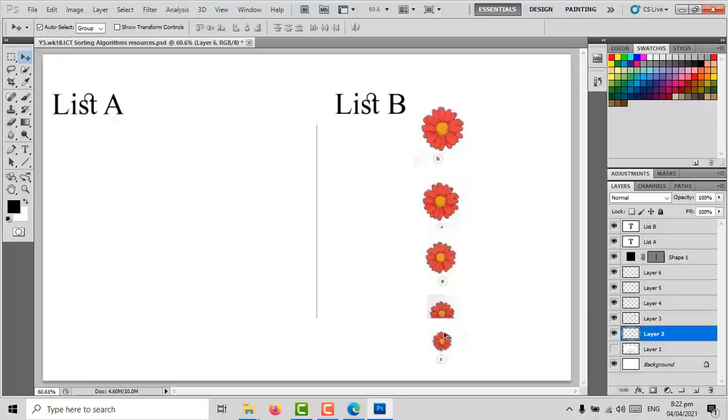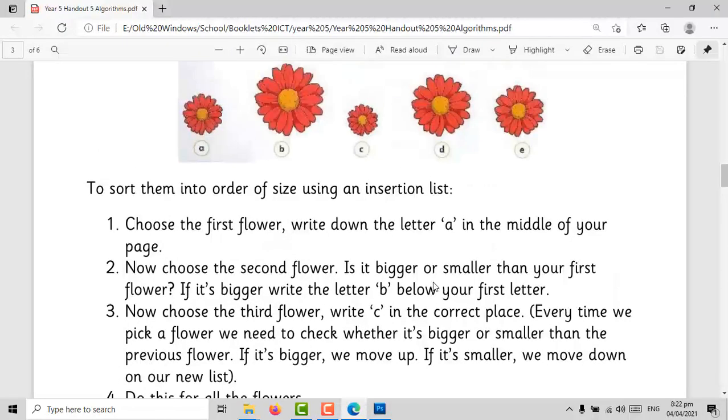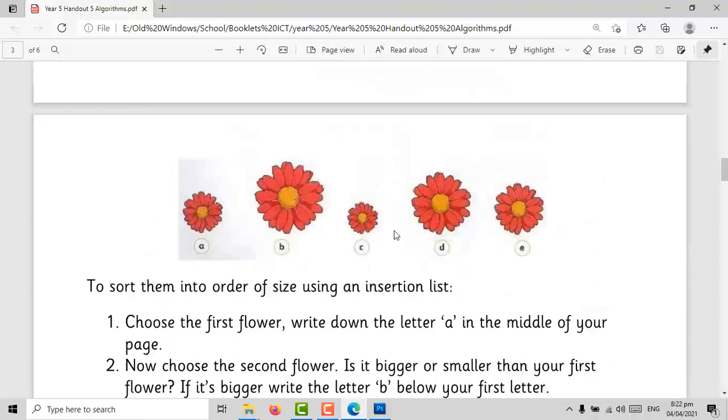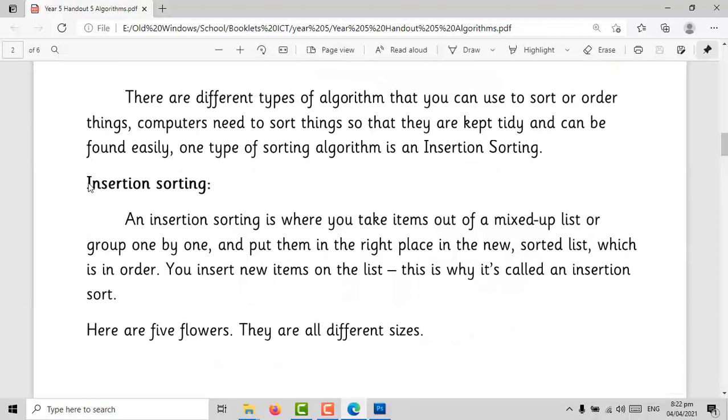So guys, basically this is called insertion sorting. The steps are found on the book page number 43. And this type of sorting is called insertion sorting. It's very easy, right? So this is it, guys.